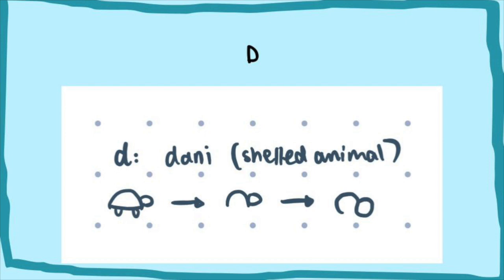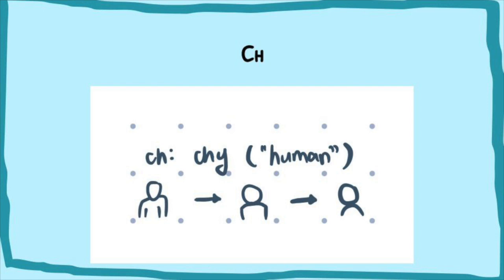Da. This letter comes from the word dani, a word for an animal similar to turtle. It evolved from the drawing of the animal. The letter is written in one stroke from left to right. Its name is da.